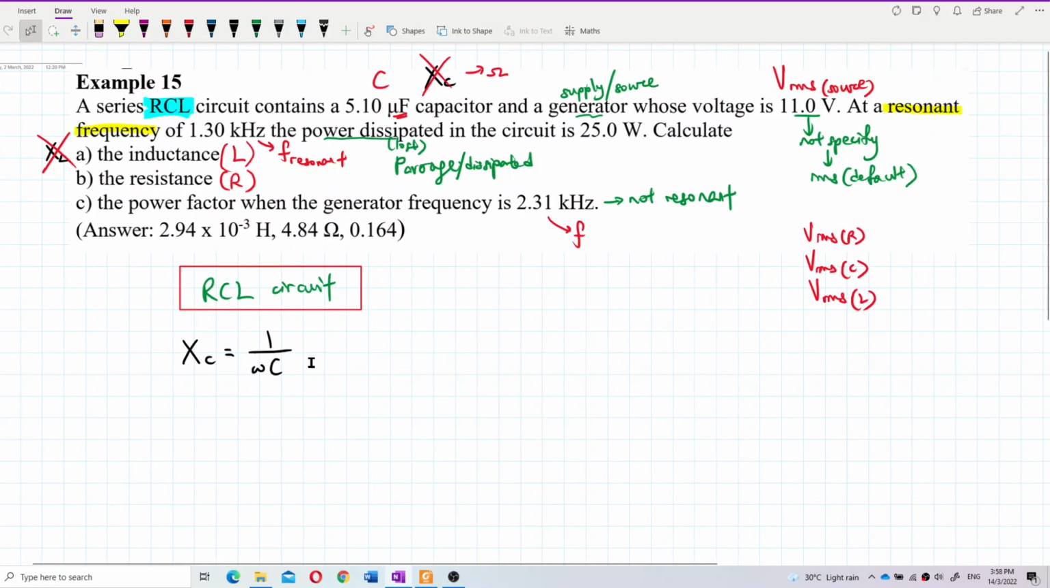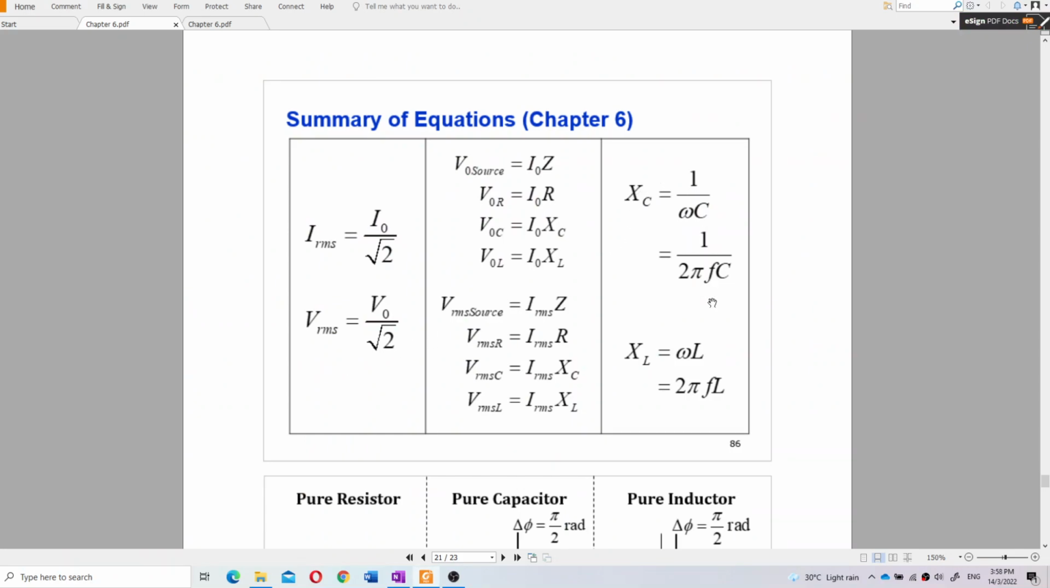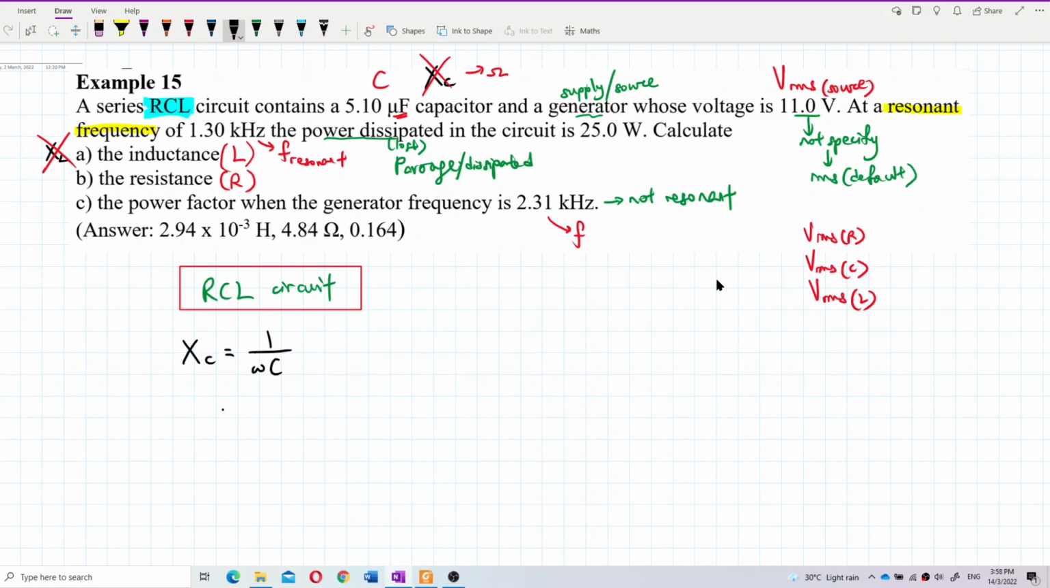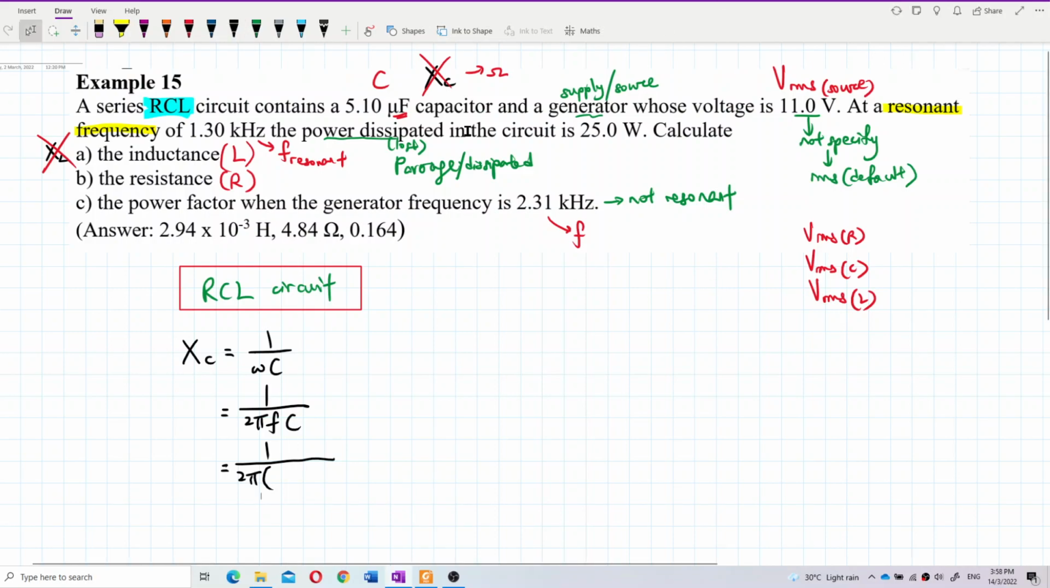Okay, we find XC first. XC is 1 over omega C or 1 over 2 pi FC. So 2 pi F. What is F? Frequency. Where do you have frequency? Never mind, I have the frequency. Use the resonant frequency first. We label this frequency as resonant frequency, so we put it as resonant frequency 1.3 kilohertz.